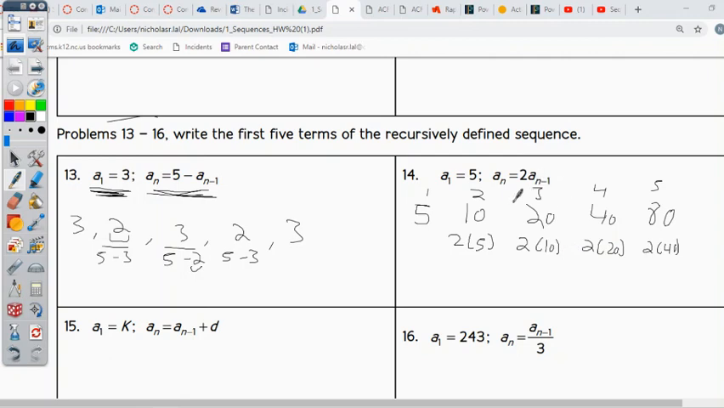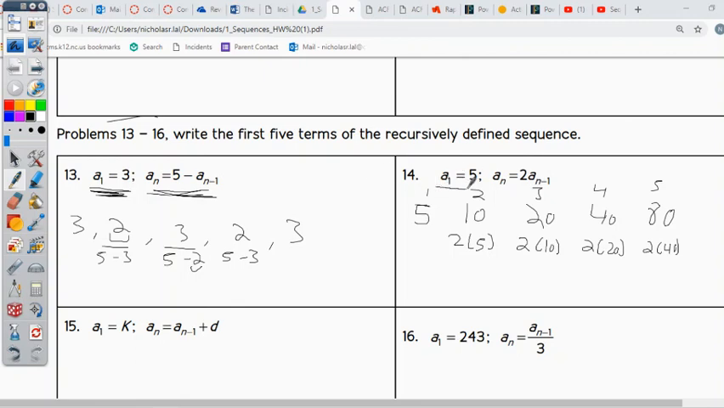So n minus 1 just means the term before it. So if n is 3, a sub n minus 1 would be a sub 3 minus 1, which is a2, which means the second term. So you're talking about the term number in the sequence. But if a1 equals 5.